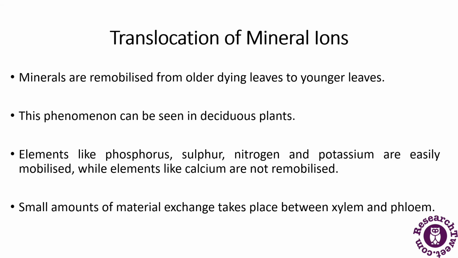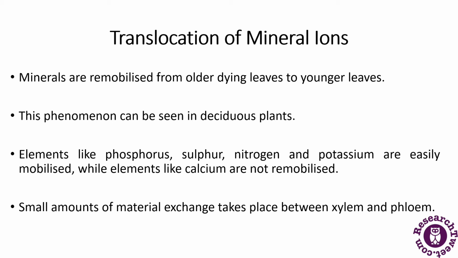Now how does the process of translocation of mineral ions take place in the plants? Minerals are remobilized from the older dying leaves to the younger leaves. So this phenomenon can be seen in deciduous plants. Elements, for example phosphorus, nitrogen and potassium, are easily mobilized because they are the macronutrients which are present in larger quantity in the plants. And elements like calcium are not remobilized.